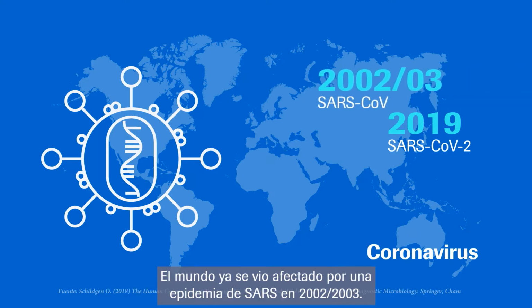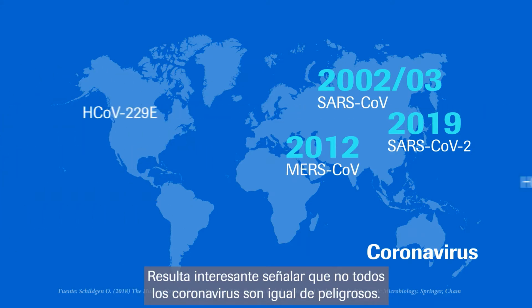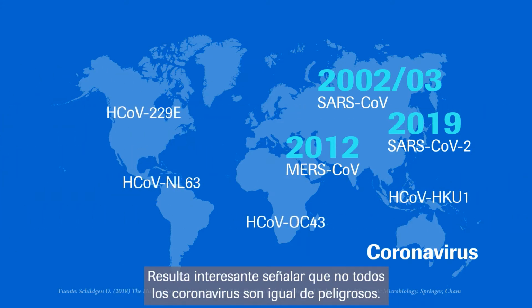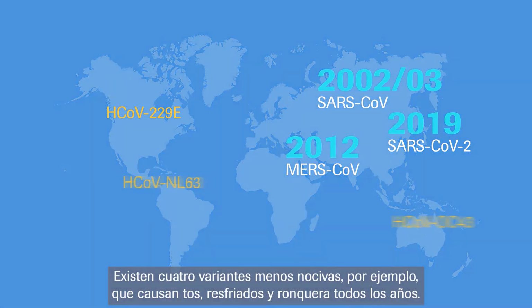A SARS epidemic already affected the world in 2002 and 2003. In addition, in 2012, the Arabian Peninsula in particular was hit by MERS-CoV. It's interesting to note that not all coronaviruses are equally dangerous. There are 4 less harmful variants, for example, which cause coughs, colds, and hoarseness every year.